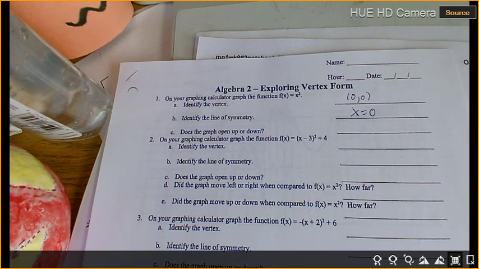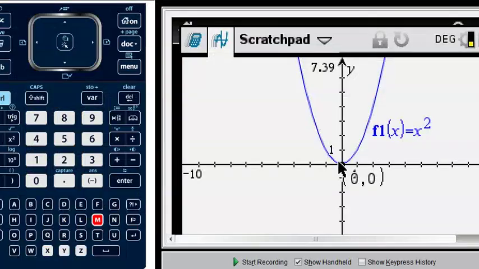No, because y equals 0 would be like this way. Because x equals 0 is the y-axis, and y equals 0 is the x-axis. Now, which way does this graph go, guys? Does it go up or down? It opens up or it opens down? No, it opens up. Okay?